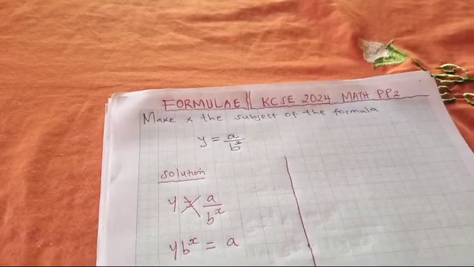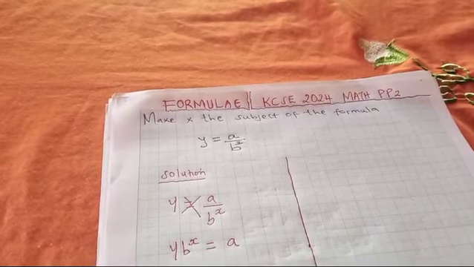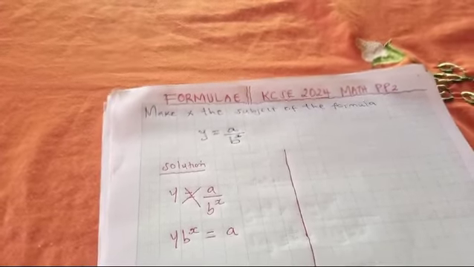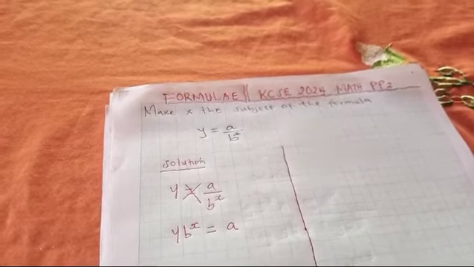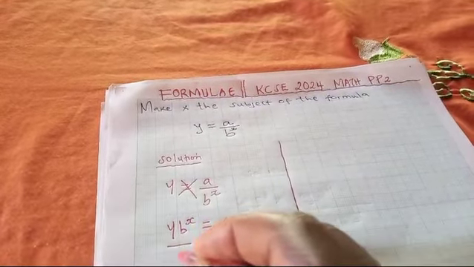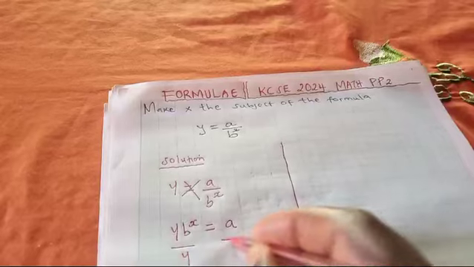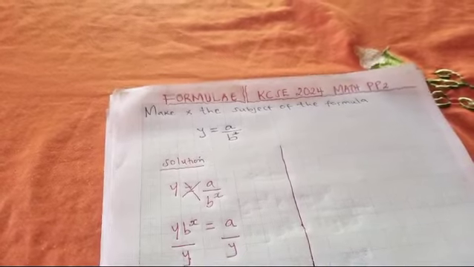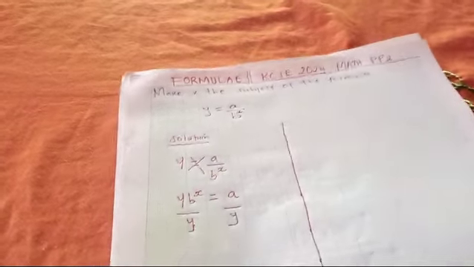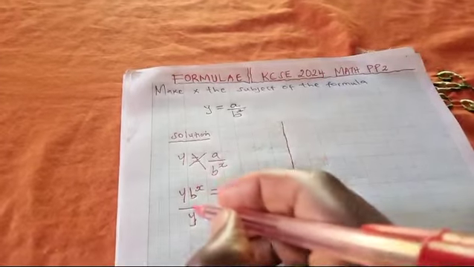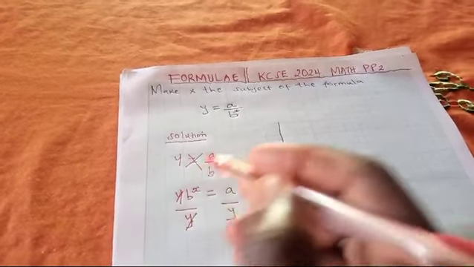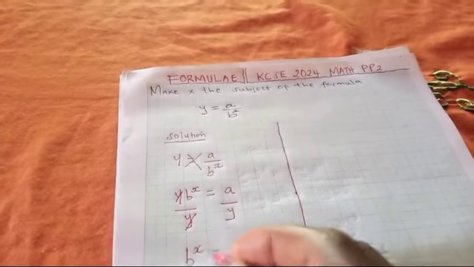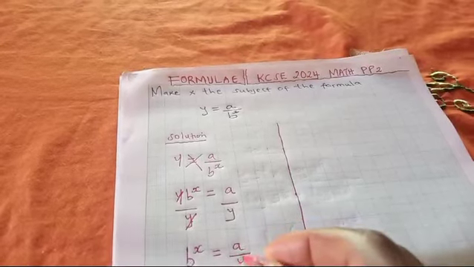Now, the next step, we want to remain with b to the x on this other side. So we are going to divide on both sides by y. So we divide this side by y, we divide the other side by y. Good. So the next thing that we are going to do, we are going to cancel this y on the left hand side. Then we remain with b raised to x is equal to a over y.